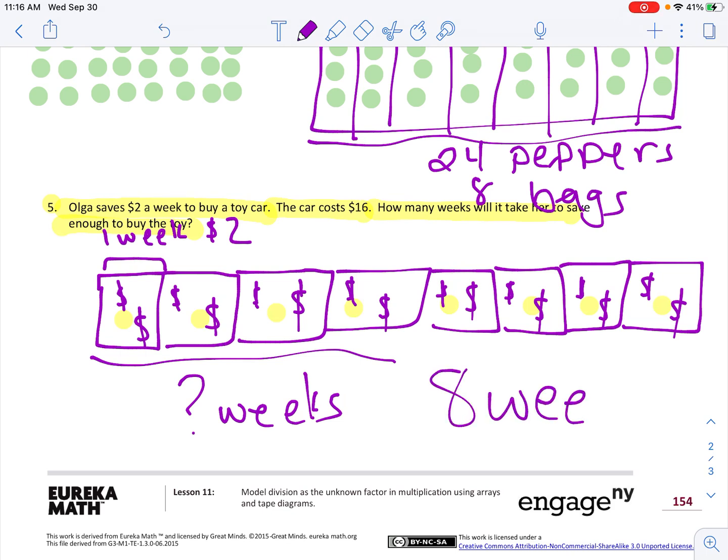Now, if your brain works a different way, choose a different strategy. This is a spot where you can try whatever works for you on how that makes sense. Okay, good luck on your homework. Make sure that you come back and check if you don't understand what to do.